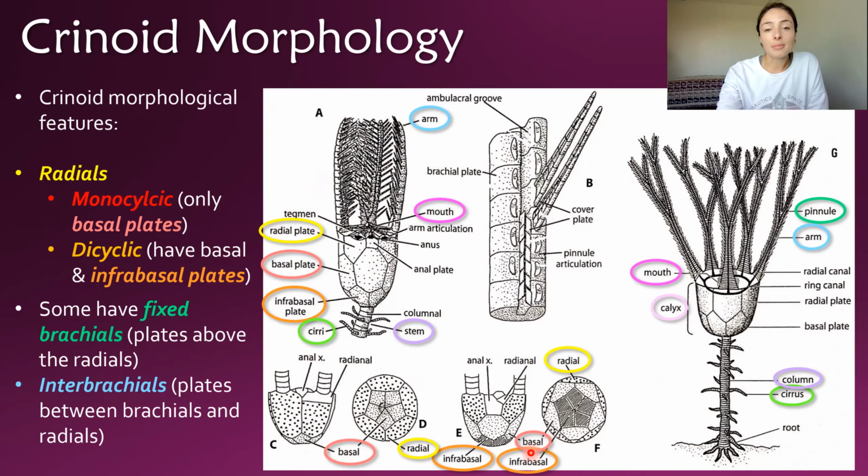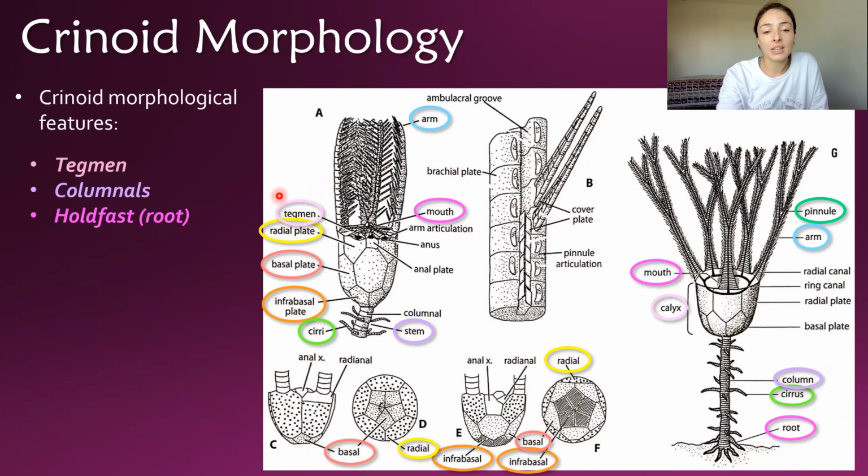Now, sometimes crinoids can have what's called fixed brachials or plates above the radials, which aren't shown in these images, but we'll show those in a couple slides. And they also sometimes can have interbrachials or plates between the brachials and the radials. And we'll also show those on a later slide. Lastly, for this image, we have labeled here the tegmen, which is basically like the roof of the oral side of the calyx of the crinoid.